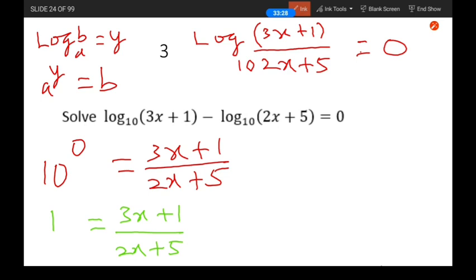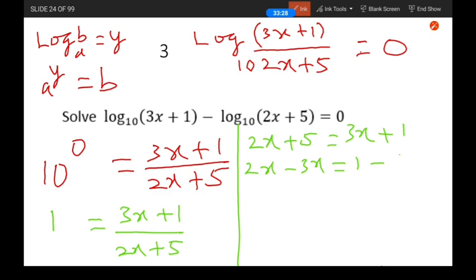What do we do? Cross multiply. So we have 2x plus 5 equals 3x plus 1. So collect like terms: 2x minus 3x equals 1 minus 5. So minus x equals minus 4. Negative cancels negative, so x becomes what? 4. So that will be the answer for that. Remember all the laws, go through them one after the other again. Good. Now let's look at the next question.